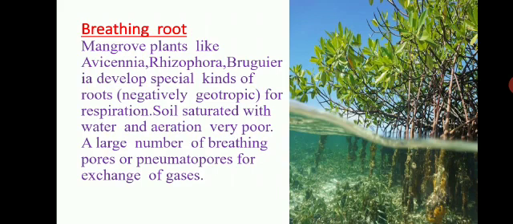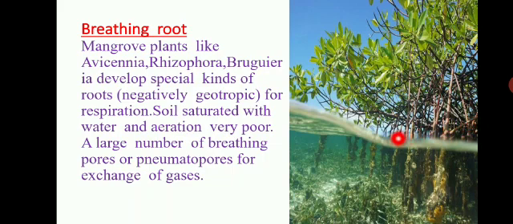After that, the last one is breathing root. The breathing root is present in specific plants. For example, mangrove plants. The mangrove plants are otherwise called swampy land plants. For example, Avicennia, Rhizophora, Bruguiera, these are some of the mangrove plants. The roots cannot breathe inside the soil, so the roots are upward in nature. Because of being upward, the roots have the capacity to breathe.